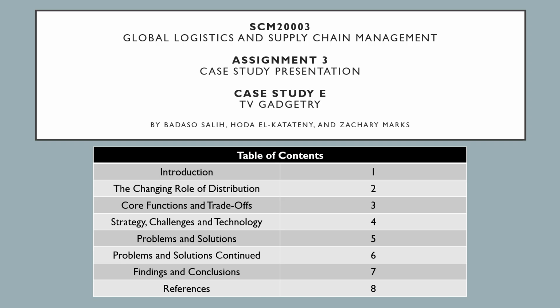First, the evolution of distribution. Second, its functions and trade-offs. Third, strategies and challenges. And finally, problems, solutions, and conclusions. Let's begin with the changing role of distribution in the supply chain.